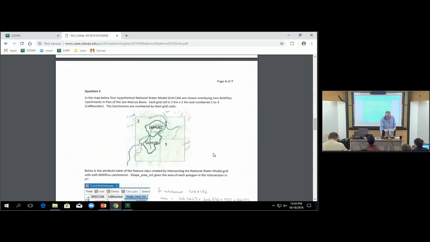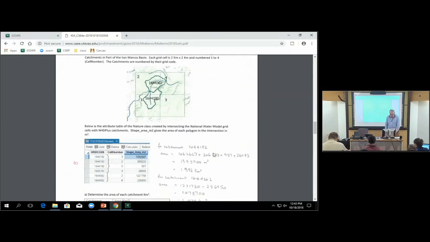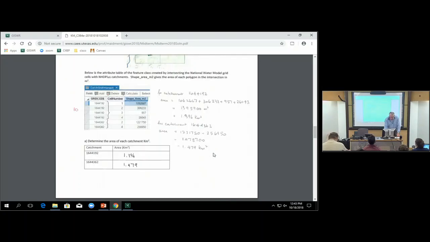So question number 3. The first thing that you were asked to do was to calculate the area of the 2 catchments, which is a fairly straightforward thing. You just add up the component areas of the pieces that are contained within them, when they intersect these precipitation cells: 1.396 square kilometres and 1.479 square kilometres.